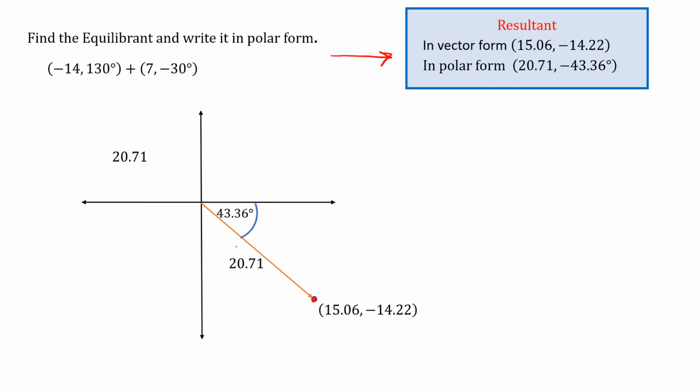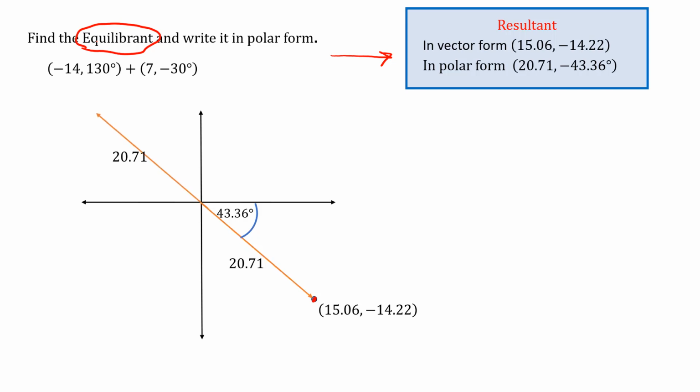So you would get that for your resultant, but you don't want the resultant, you want the equilibrant. I keep saying it wrong. So the equilibrant looks just like the resultant. It's the same vector with the same magnitude, but it's flipped around 180 degrees. So it's pointing in the opposite direction. So it's going that way.